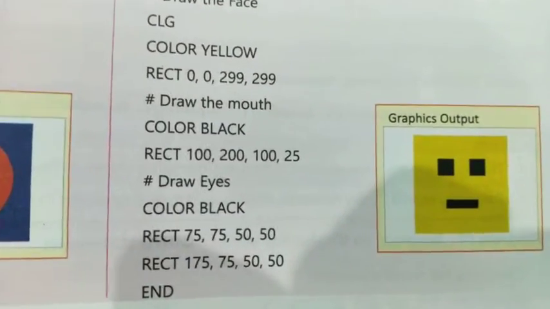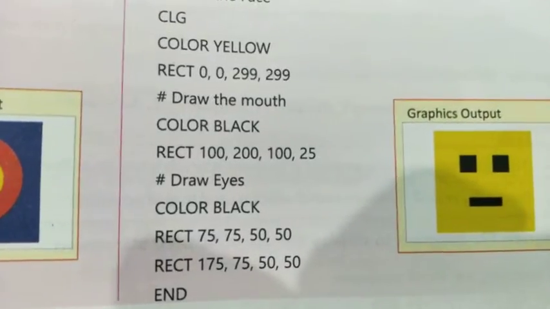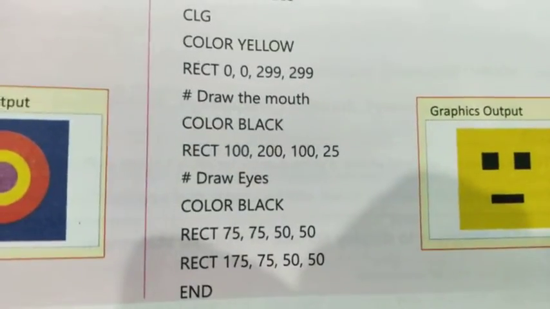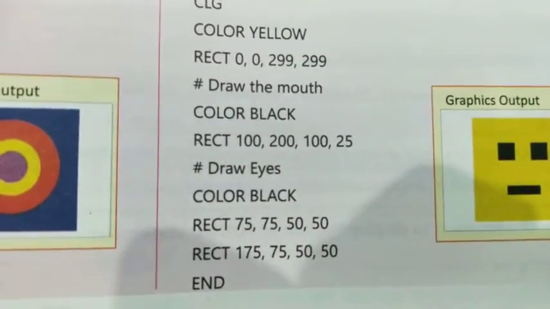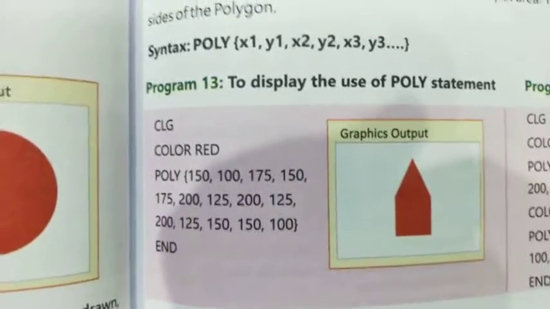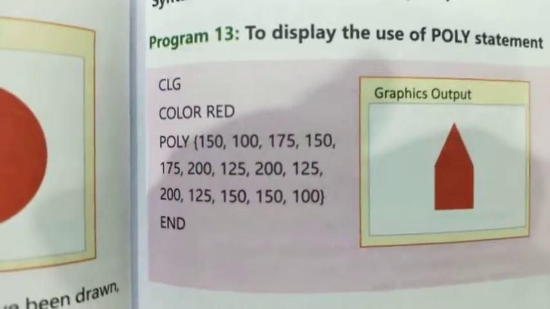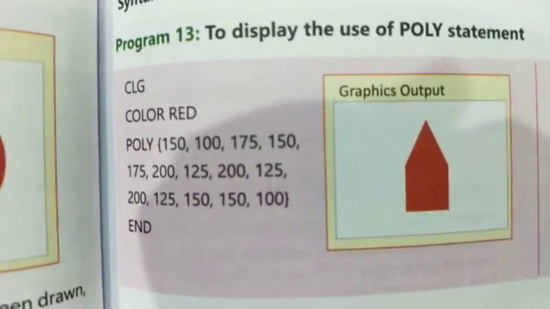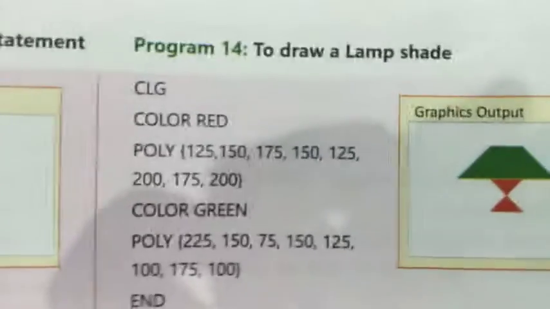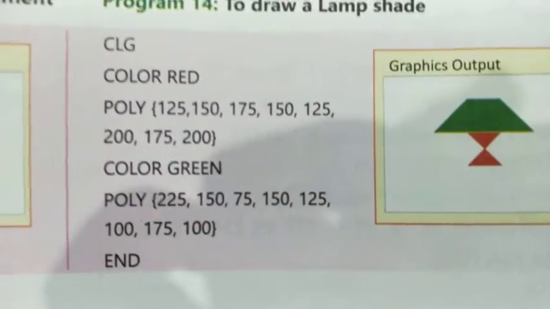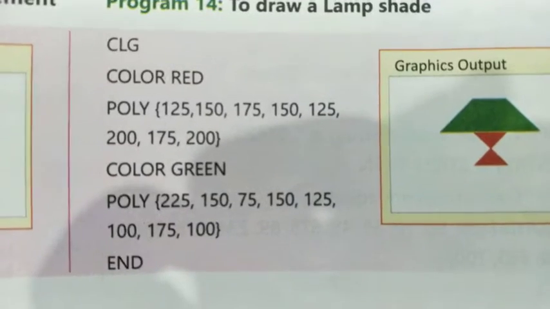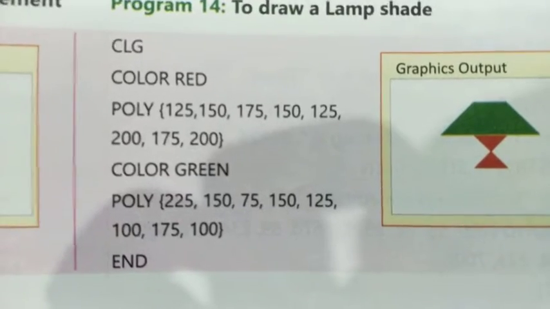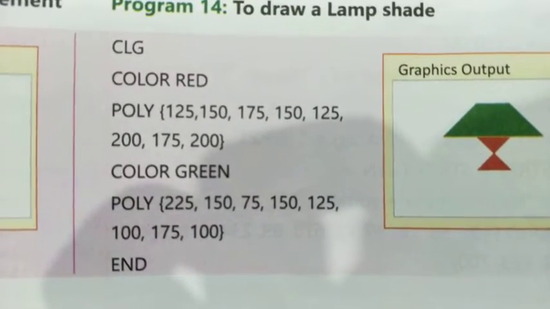All these things you have to try on your computer and make it thorough. That will help you in the next classes. These programs will draw the polygon of red color. See the output. This is the program to draw the lampshade with the help of line and triangle.